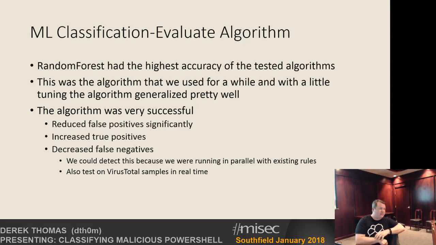We reduced false positives significantly, from like 3,000 to like 5. We increased true positives. We could tell because we ran it in parallel with our other solutions. We decreased false negatives because we're running in parallel with existing rules, so our other solutions weren't catching things that this wasn't catching. We're also running this on new VirusTotal samples. So we feel pretty good there.